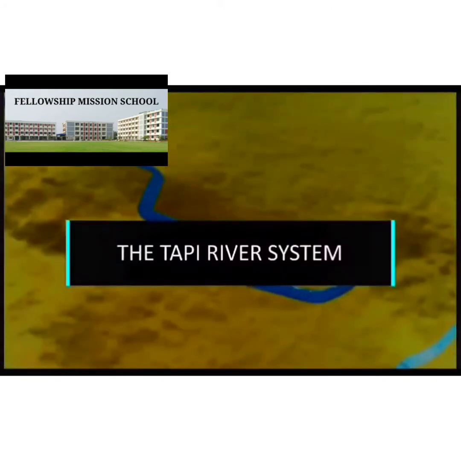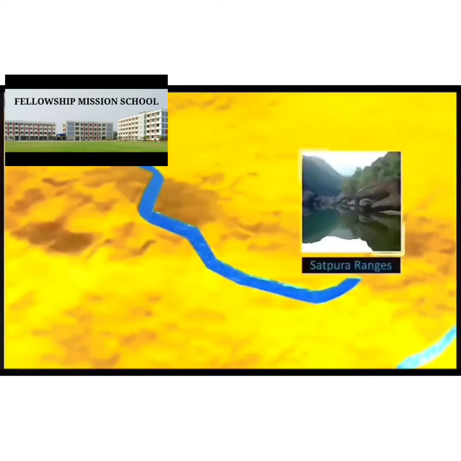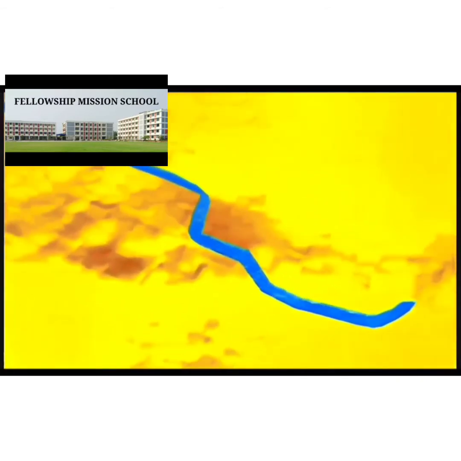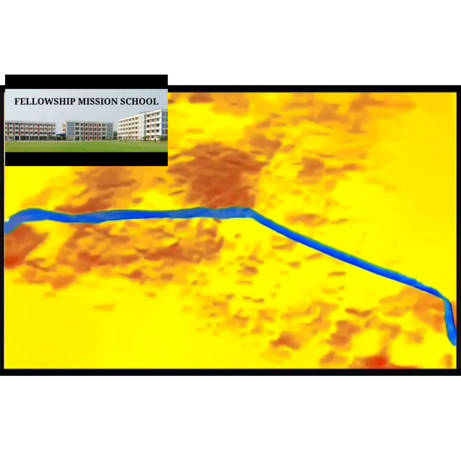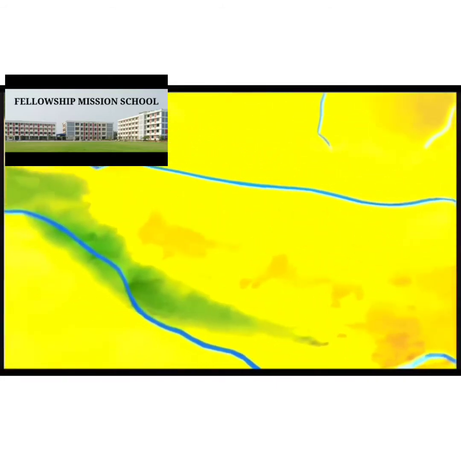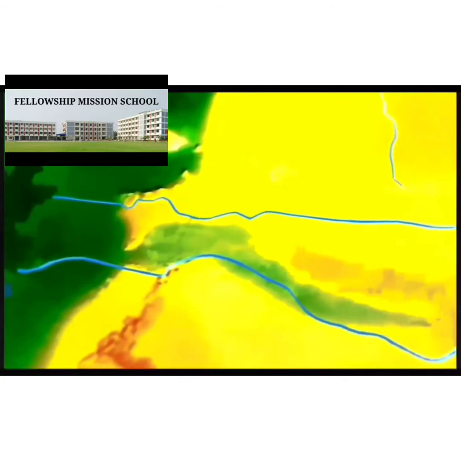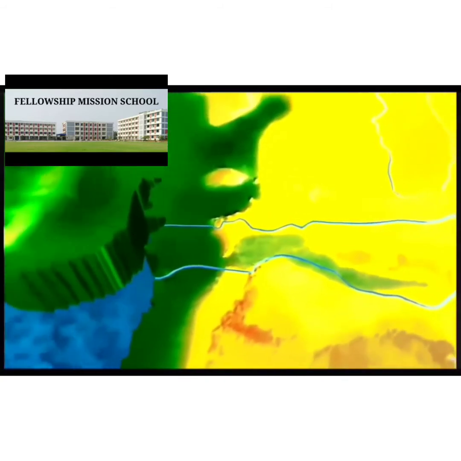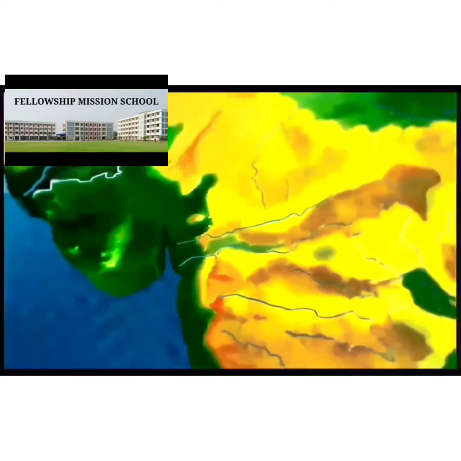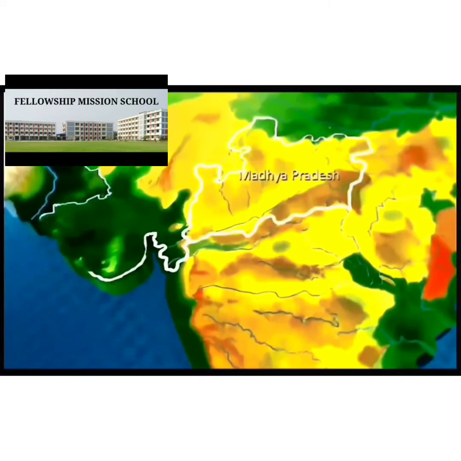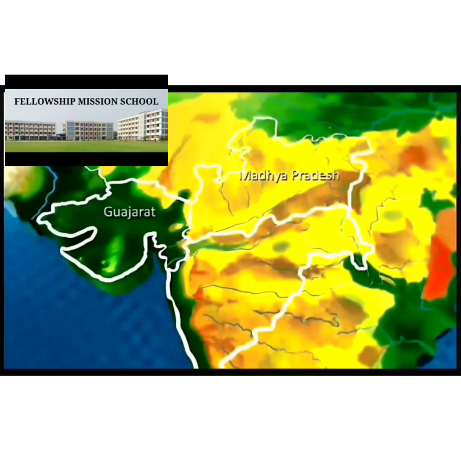The Tapi river system. The Tapi rises in the Satpura ranges in the Betul district of Madhya Pradesh, flows westward for 724 kilometers in a rift valley parallel to the Narmada and finally meets the Arabian Sea. The Tapi basin covers parts of Madhya Pradesh, Gujarat and Maharashtra.